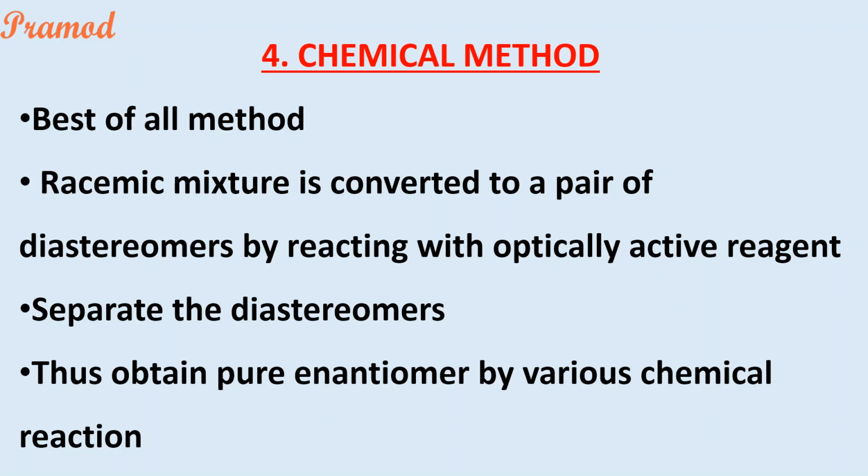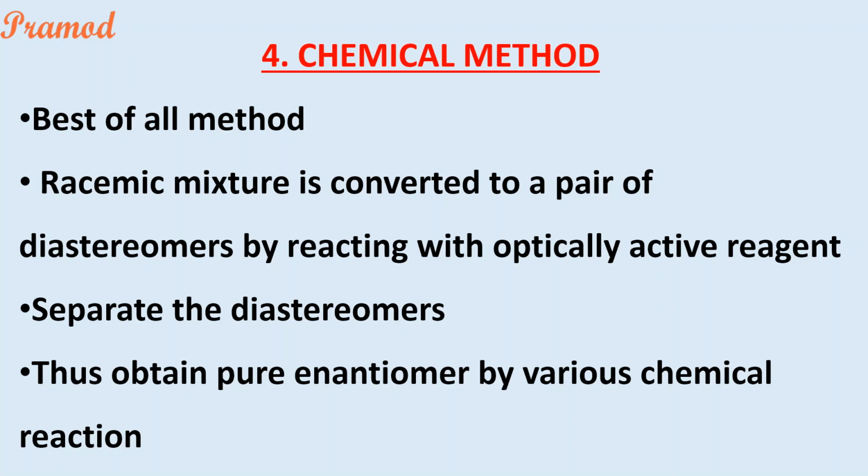We have studied that enantiomers have the same physical and chemical properties, but diastereomers have different physical and chemical properties. This can be used for the separation. They can be separated by fractional distillation, fractional crystallization, or crystallization. The diastereomers can be easily separated.